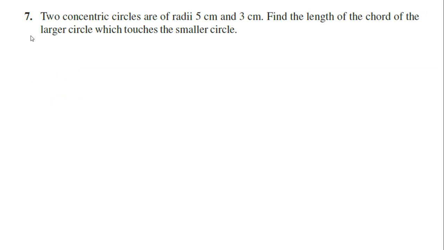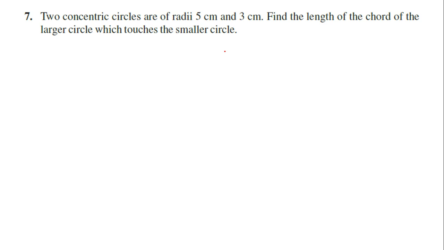Now see, the seventh question is an IMP question. Take out IMP because I have to check, but this was asked in the exam. In some year, I have to check which year, but I remember this question was asked. Okay, seventh question: two concentric circles are given with the radii.